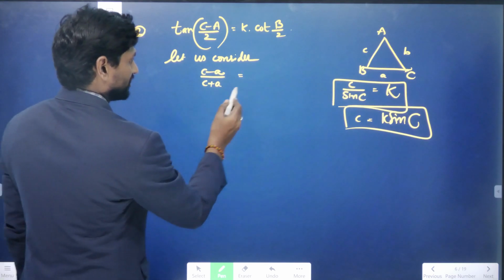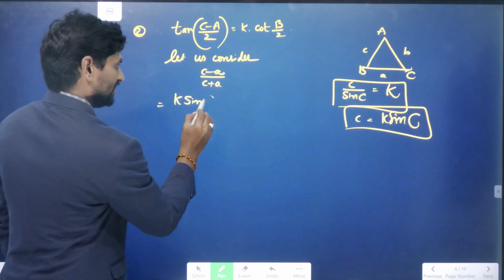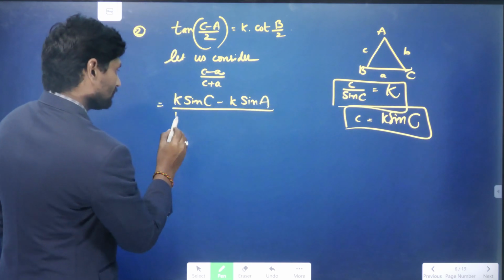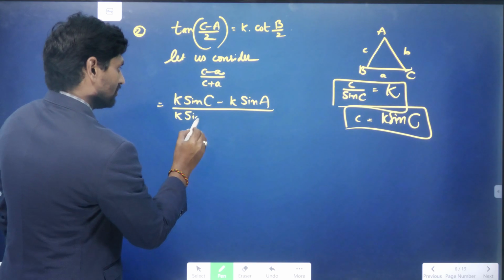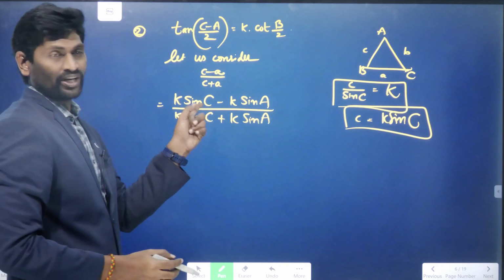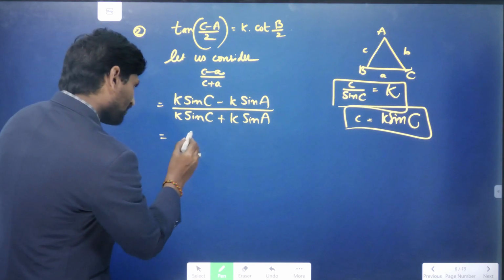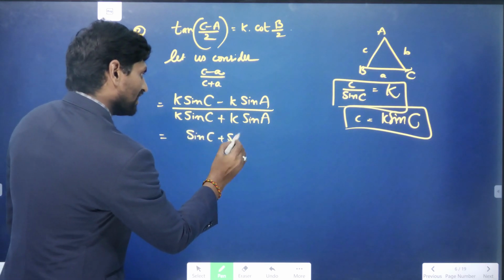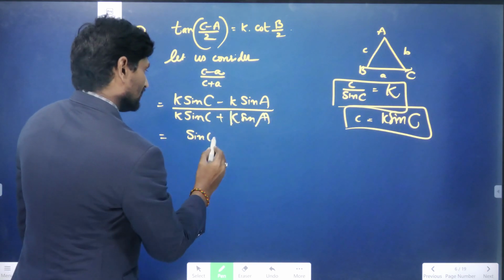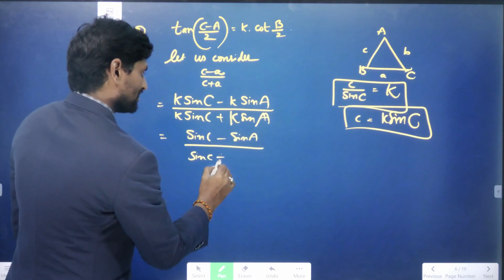Here also, in the place of c we can write K into sin C, minus the same way K into sin A, divided by K into sin C plus K into sin A. So you can take K as a common term from the numerator as well as the denominator. The K in numerator and denominator can be cancelled. Therefore, the remaining value is (sin C minus sin A) by (sin C plus sin A).